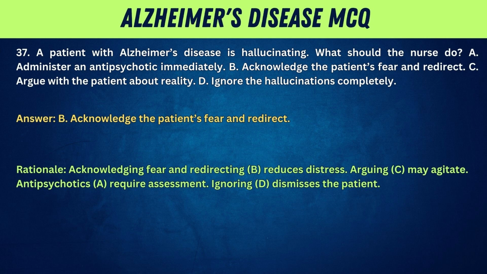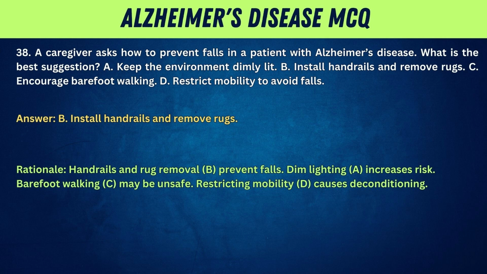Answer. B. Acknowledge the patient's fear and redirect. Rationale. Acknowledging fear and redirecting, B, reduces distress. Arguing, C, may agitate. Antipsychotics, A, require assessment. Ignoring, D, dismisses the patient. 38. A caregiver asks how to prevent falls in a patient with Alzheimer's disease.